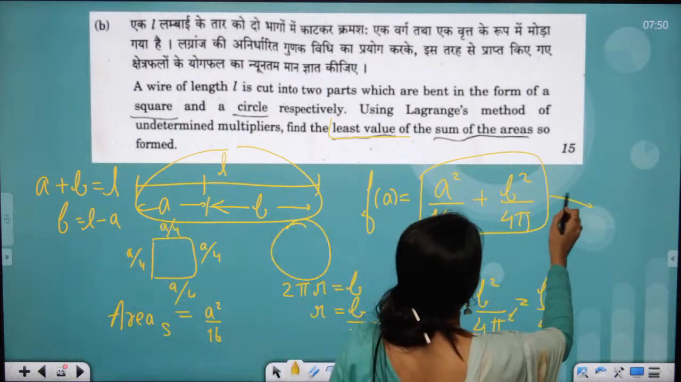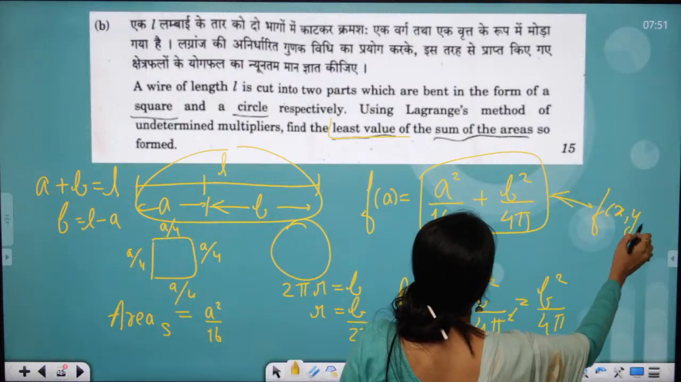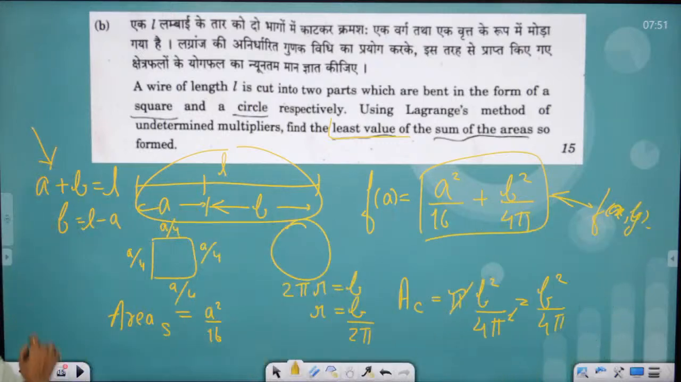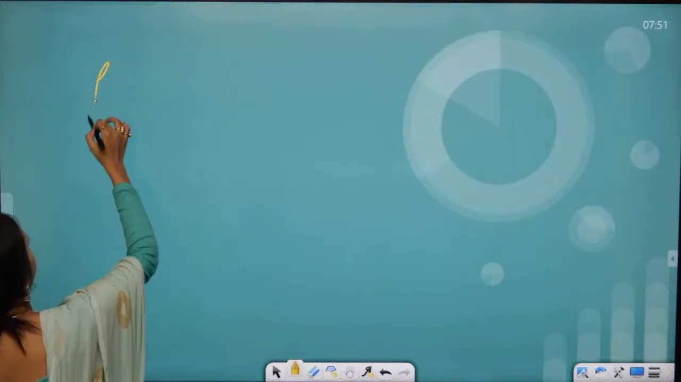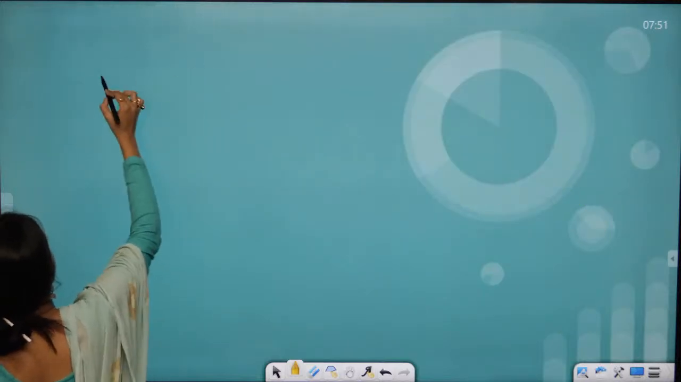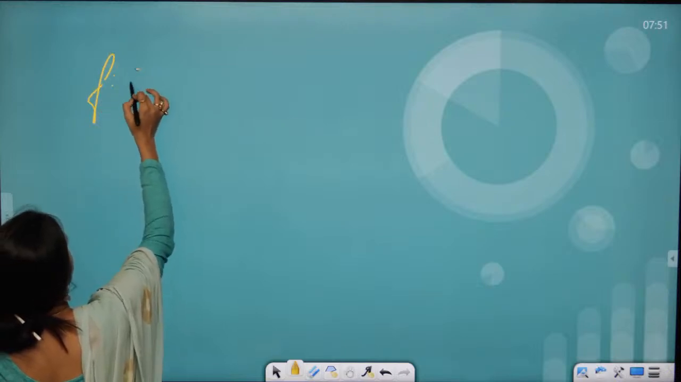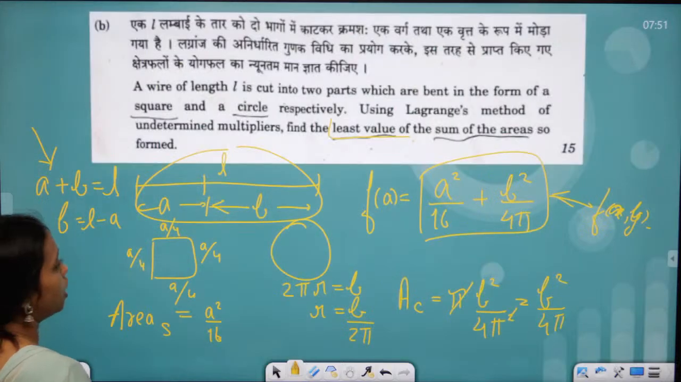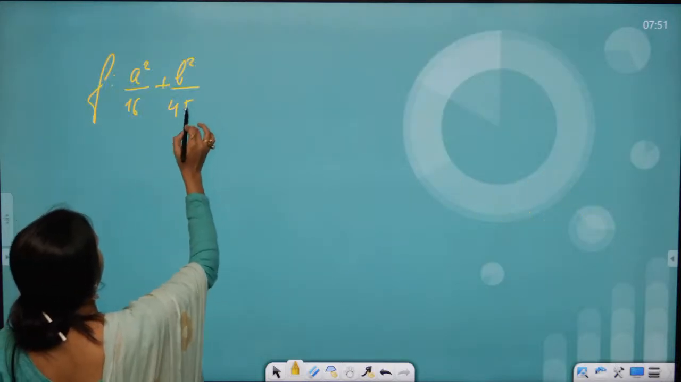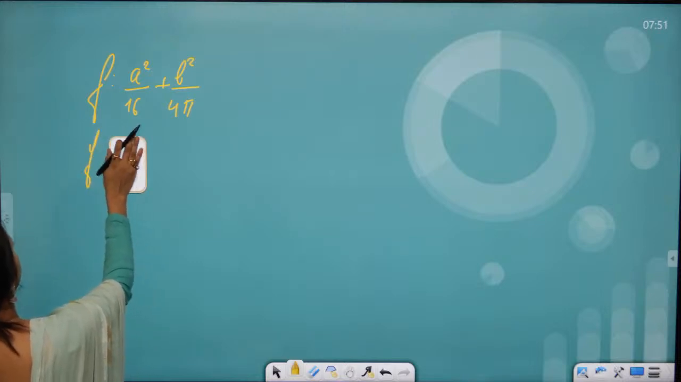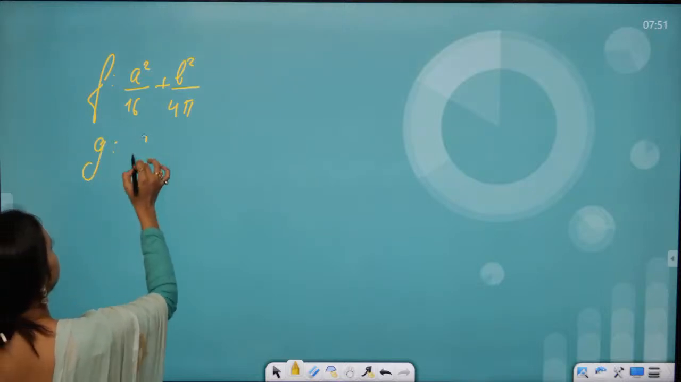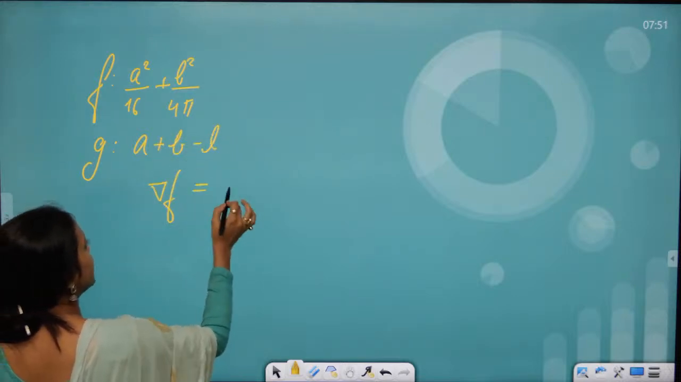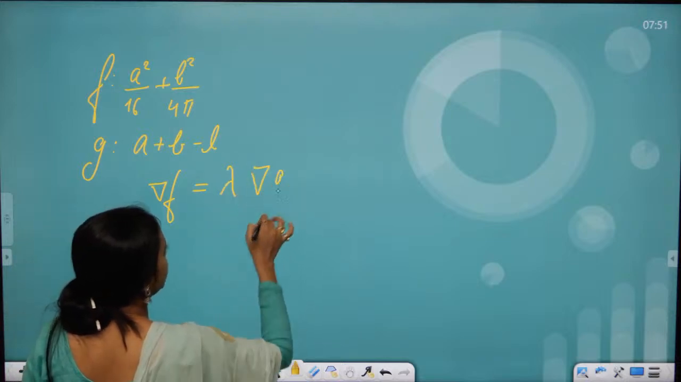So this is your f of x comma y, a comma b. This is your g. Basically what you can do, f is a square by 16 plus b square by 4 pi, and g function is a plus b minus l, right? Then you used to do this, del f is equal to lambda of del of g.